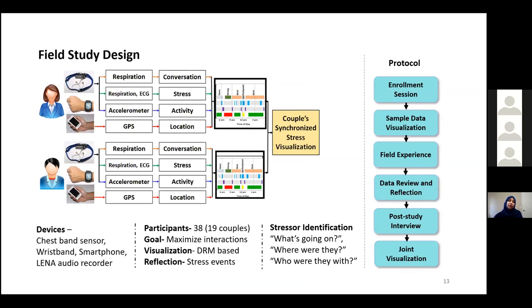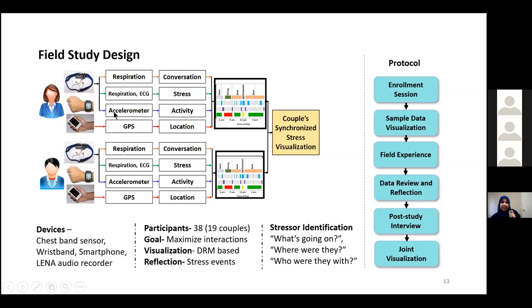And other time we spent in office or in university or in groceries or outside work. So that's why we recruited couples. Both of the partners came to the lab and they wore this chest band. They had this smartwatch and they carried a smartphone. And thus we can have their biosignals, respiration, ECG, and accelerometer, and also the GPS from the smartphone.